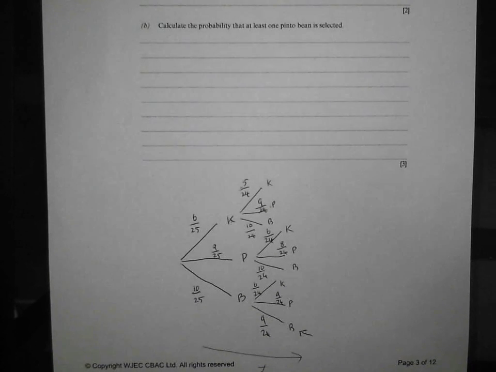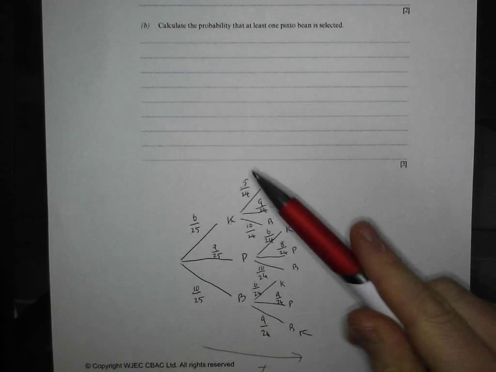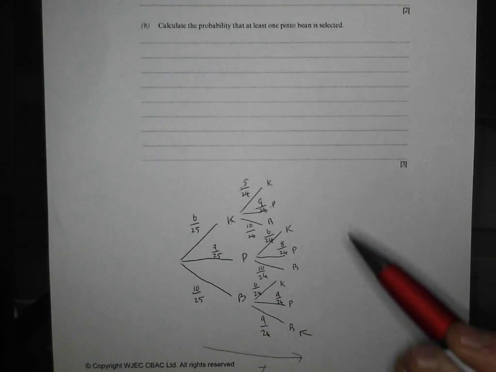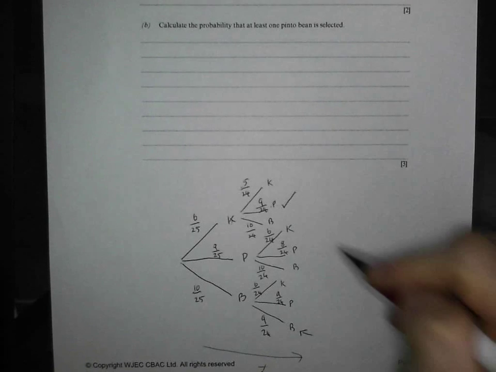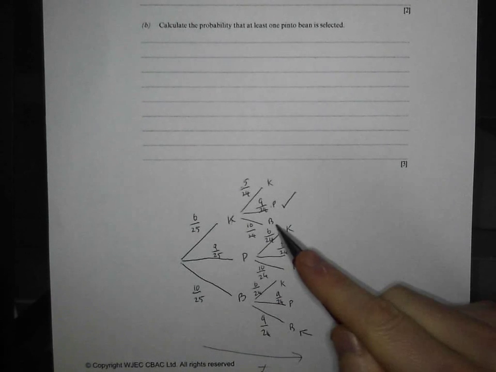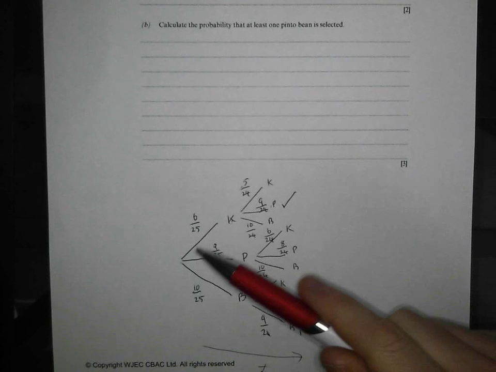One's slightly quicker than the other, but to be honest with you, I'm just going to tick all the ones that have a pinto bean. So, kidney. No, not interested. Kidney pinto, yep, I'll have that one there. Kidney black bean, no pinto bean there. What about this? Pinto and kidney.